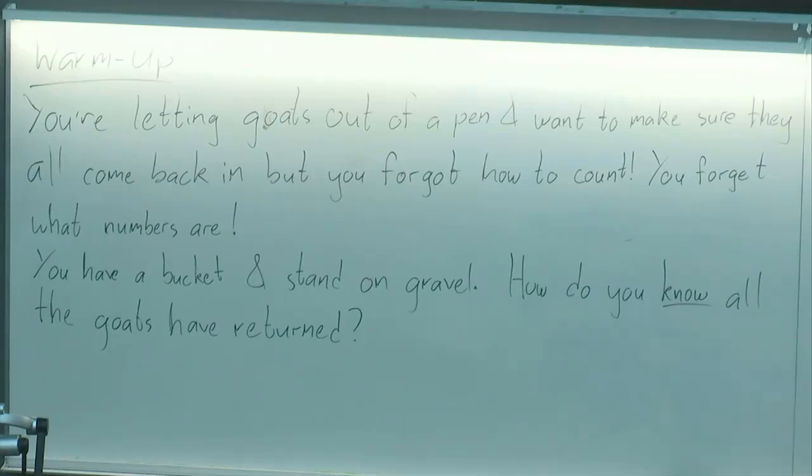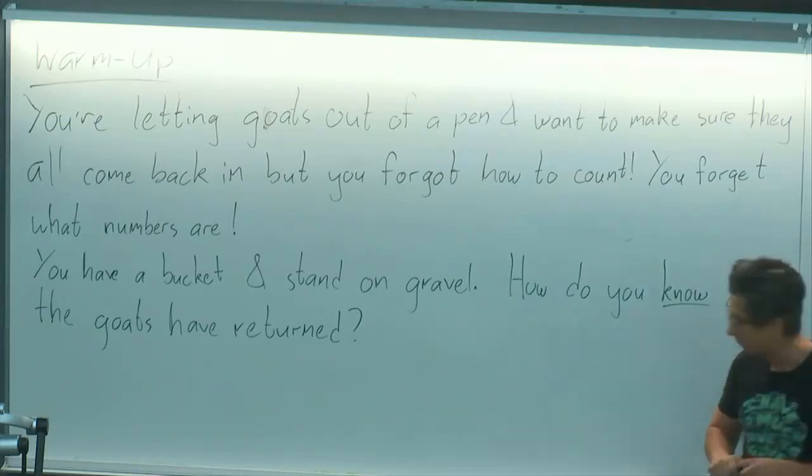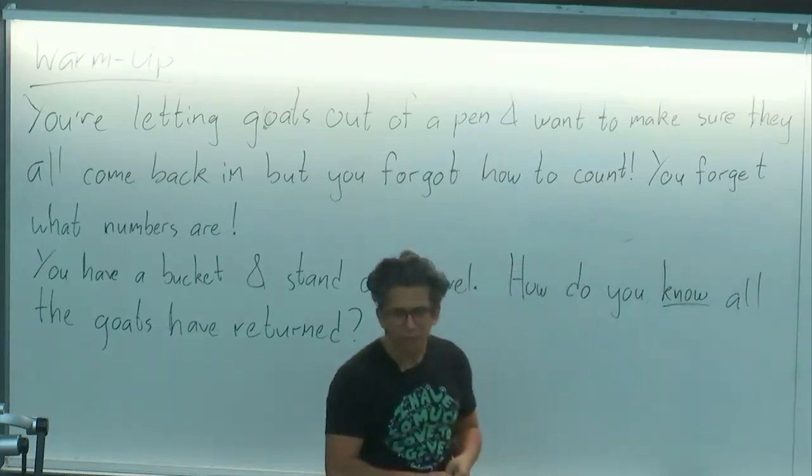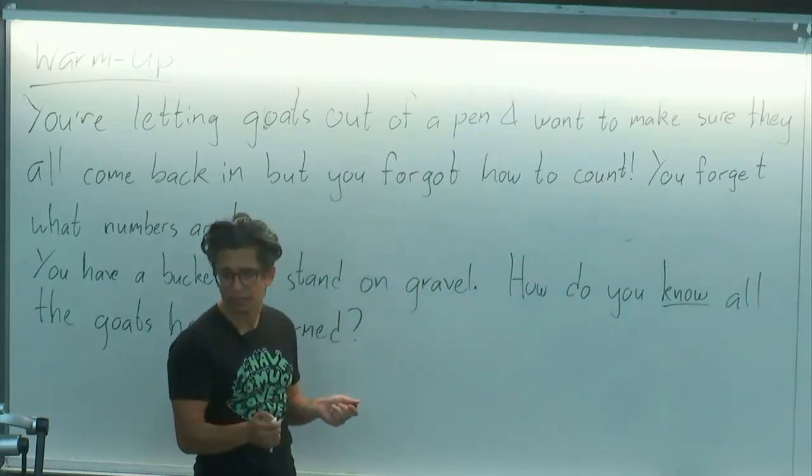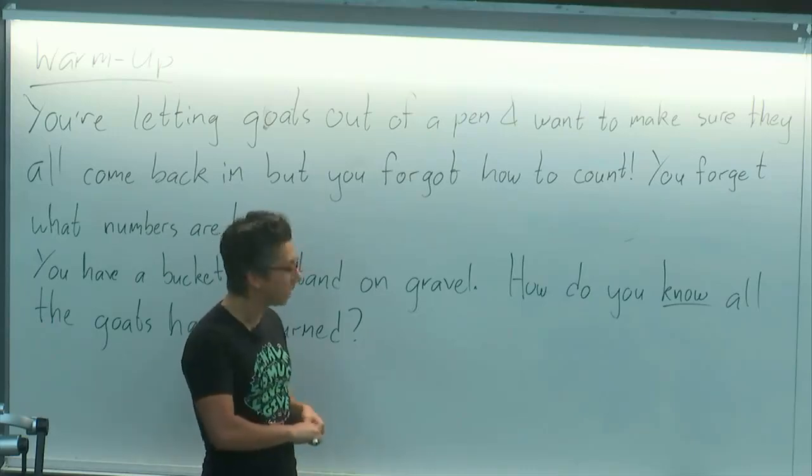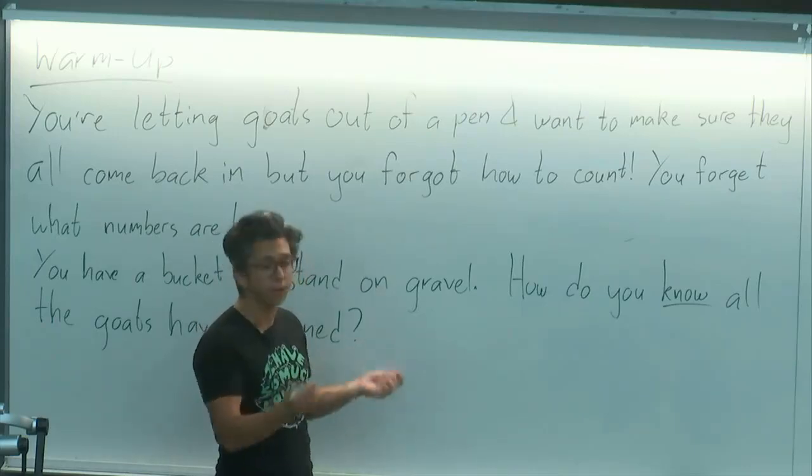So the suggestion is each time a goat goes out, you could put a piece of gravel into the bucket. You do that for each goat that goes out. And then when it's time to come back in, you take a piece of gravel out of the bucket. So if you're missing a goat, you're still going to have gravel in the bucket. You know you're missing some goats. You need to go look for them. This is an age-old way of counting without even knowing what counting is. You can do this even if you haven't developed numbers.